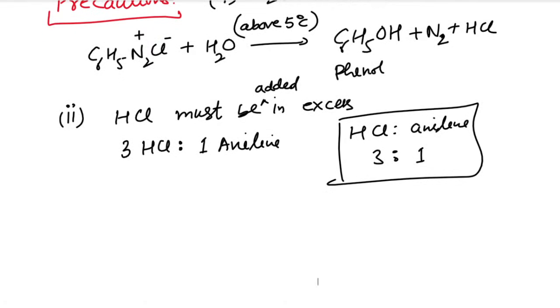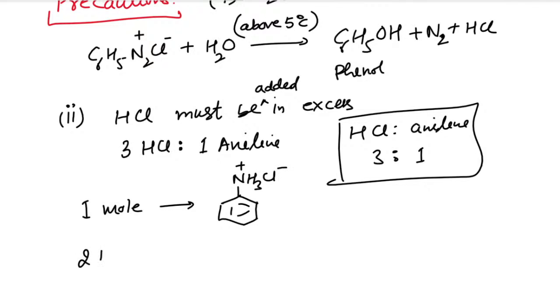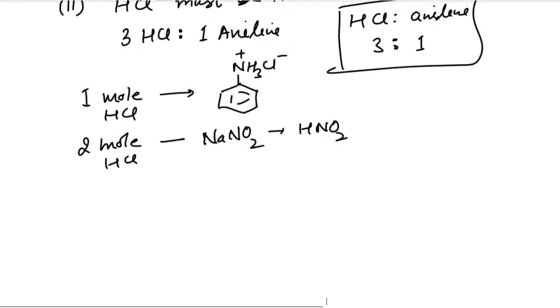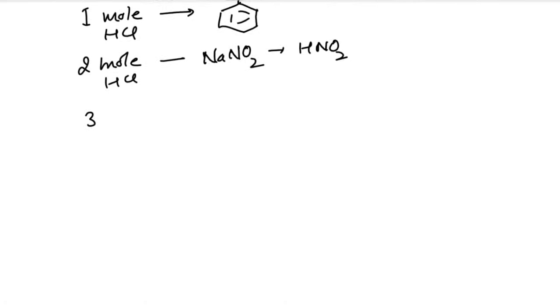Why? Because the first mole is required to form aniline hydrogen chloride. The second mole of HCl is required to convert sodium nitrite into nitrous acid. And for what purpose is the third mole required?